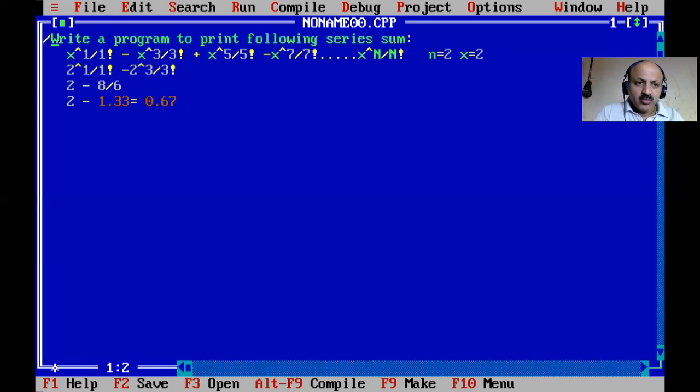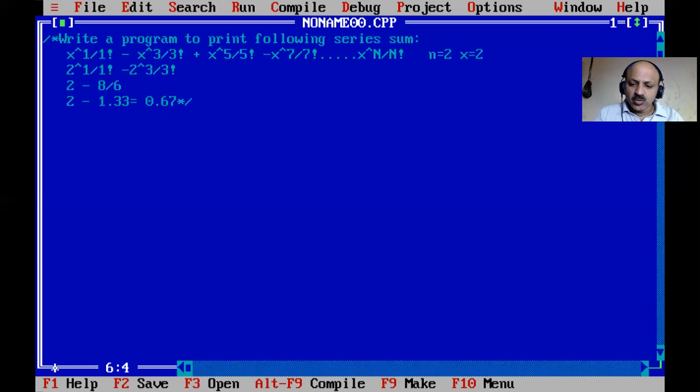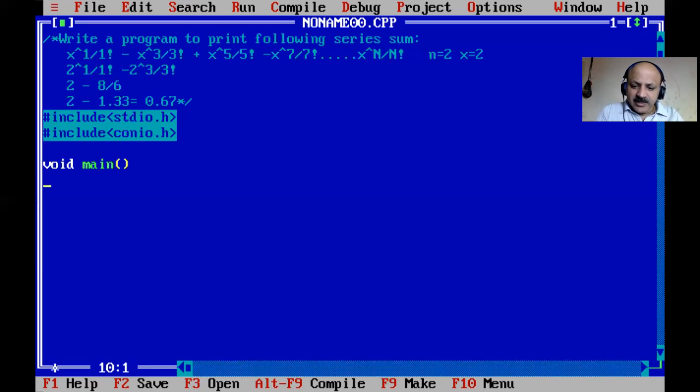I now add a multi-line comment for your reference. We have to find this series with C programming. First I include the header file stdio.h for console input and output in the header file link section, and now void main. Then we first declare the variables.